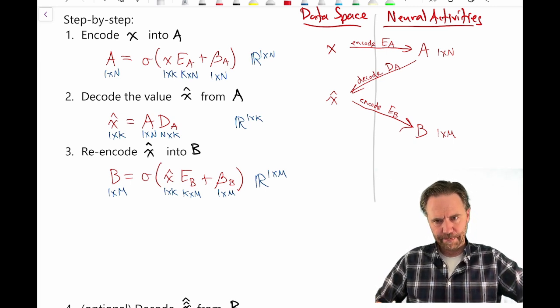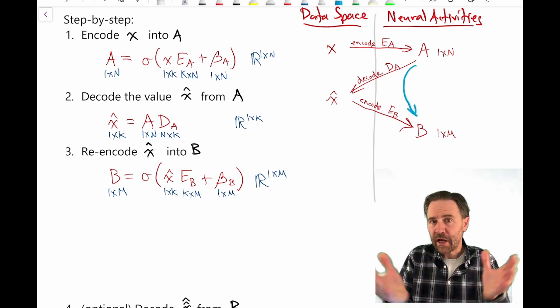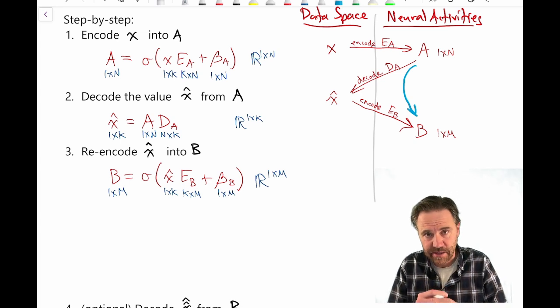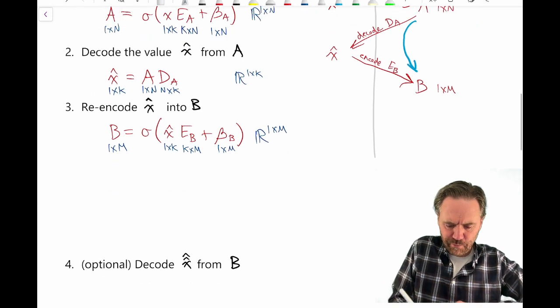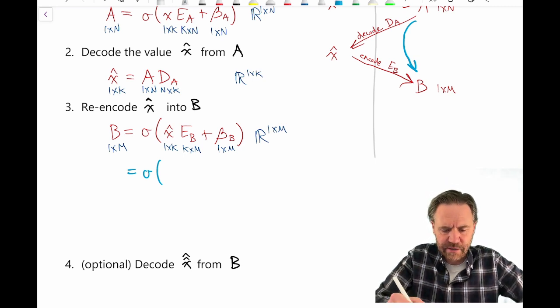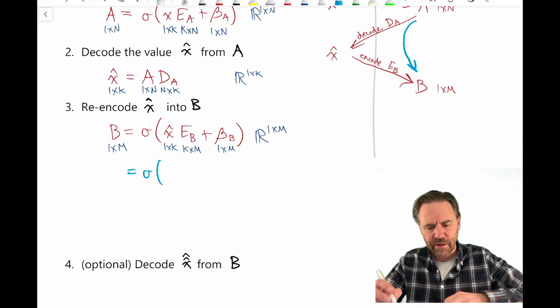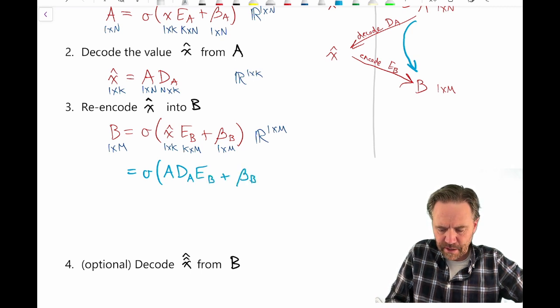Okay, but here's the interesting thing. We can actually go directly from A to B in a way without going through X hat. So let's look at the algebra here. We've got sigma of X hat times EB. But what was X hat? X hat was A times the decoders of A. It was the activities in A times the decoders of A, which then got encoded into B again, plus the biases.